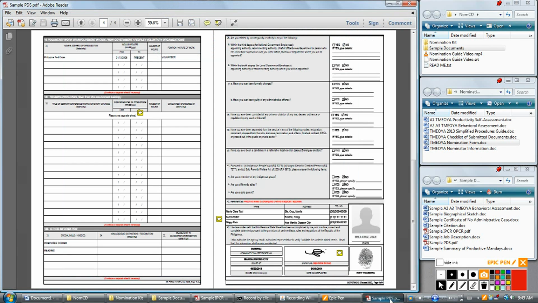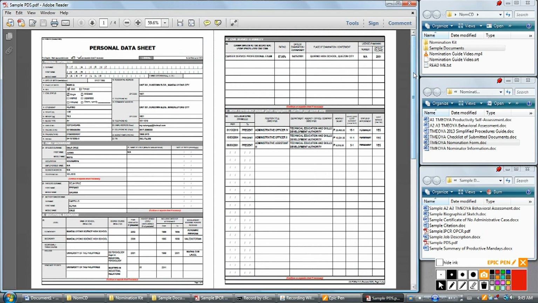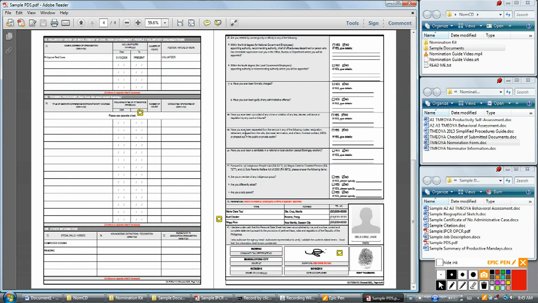The PDS to be submitted should be completely filled out and should be duly subscribed and sworn to before the highest ranking Human Resource Management Officer in the regional or executive office. It should also have a passport-sized photo that was taken in the last 6 months with the name written at the bottom side of the picture.